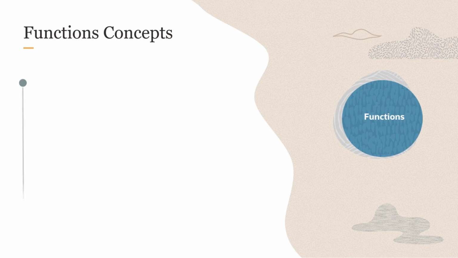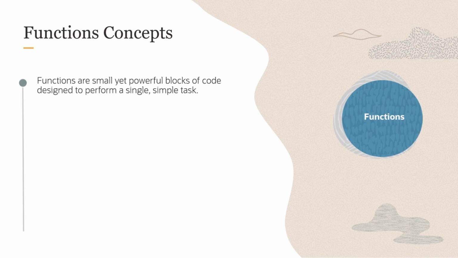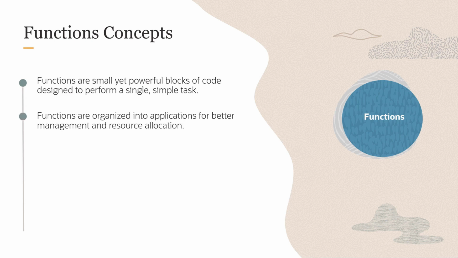Now let's explore the core concept of functions within OCI functions. Functions are essentially small yet powerful blocks of code, each designed to perform one specific task efficiently. This simplicity makes them highly focused and effective. For better management and resource allocation, functions are grouped into applications. This logical grouping helps in organizing functions and managing their configurations cohesively.